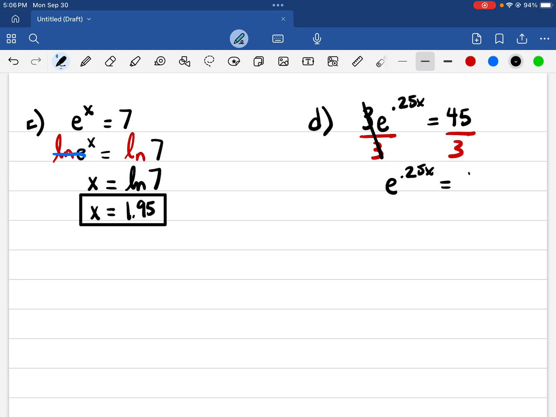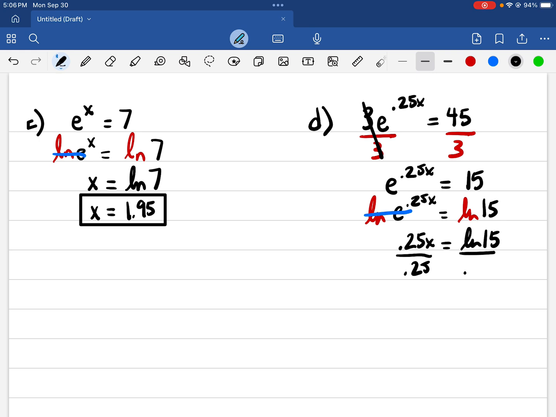45 divided by 3 is 15. And now at this point, I can take the natural log of both sides to get rid of that e. Right, but it's not until I have that e by itself that I can do that. So then that natural log and that e would cancel each other out. It allows that exponent to drop down. And then we're trying to get that x by itself. So if I want to get rid of that 0.25, I will divide.